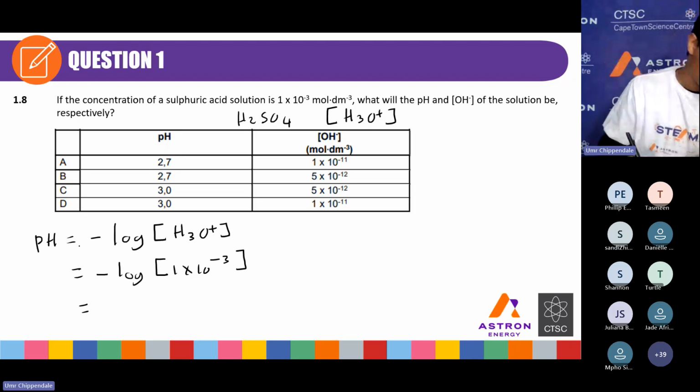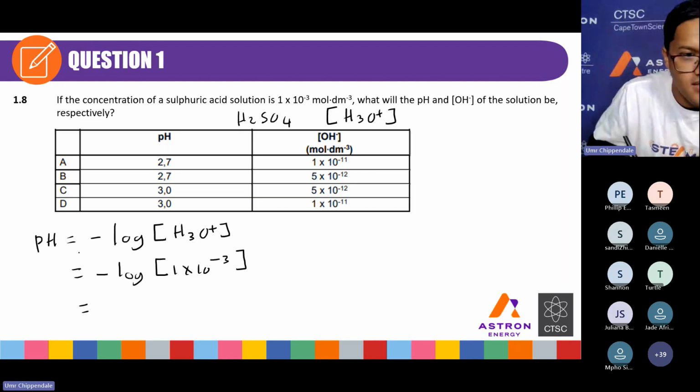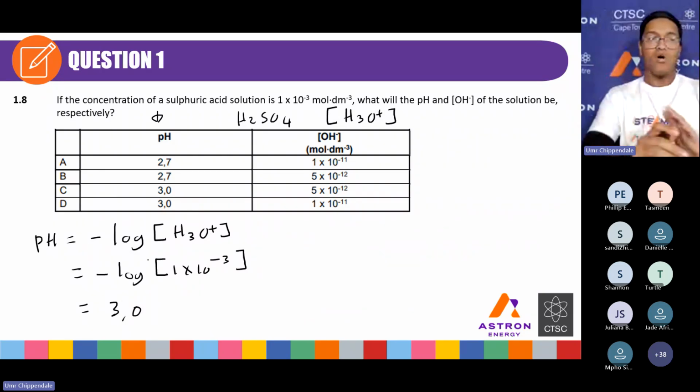Right? If you type that in your calculator, you'll get the answer, it should be 3. That's correct. 3. All right? In this case, your options in your table are to 2 decimal places, and they have it as 3.0. So, okay, 3.0. Now we know our answer could either be C or D.